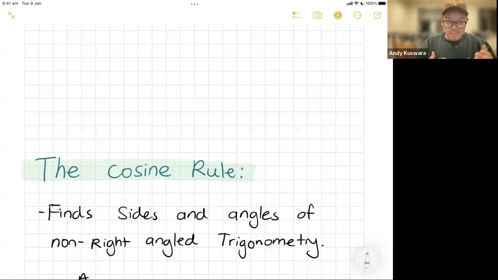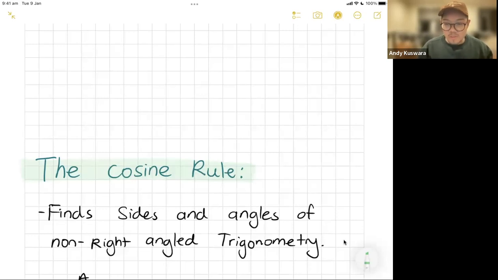Okay. So we've been talking about non-right angled trig, and this is going to be the next version. We've learned about the sine rule. We've learned about the area of a triangle. If you haven't watched my previous video, today we're going to learn about this thing called the cosine rule. Very similar to the sine rule, it finds your sides and angles of any non-right angled triangle.